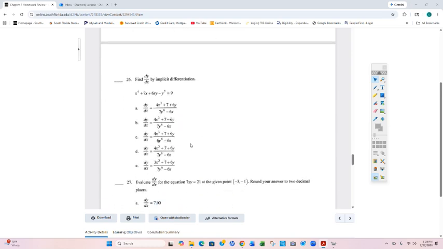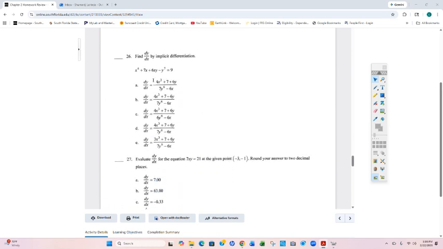Number 26, find dy dx by implicit differentiation. x to the 4th plus 7x plus 6xy minus y to the 7th equals 9. Again, all of these answers will be fractions. A, dy dx equals a negative, the numerator is 4x cubed plus 7 plus 6y, the denominator is 7y to the 6 minus 6x.